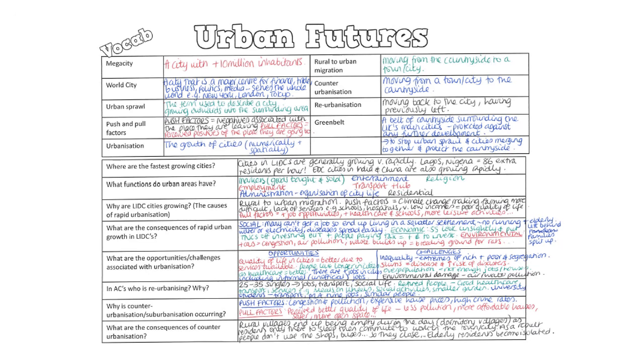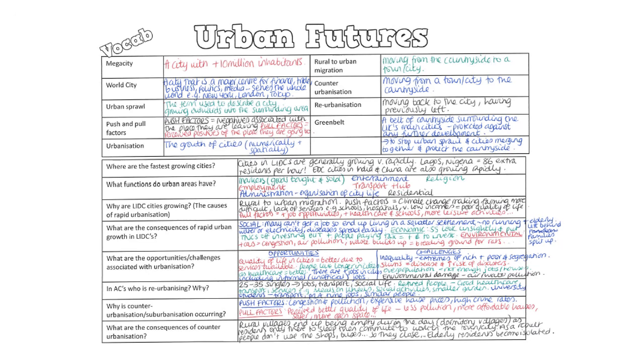Push and pull factors. Push factors are negative things about the place they're leaving behind that are pushing them away, and pull factors are the perceived positives of the place that they are going to that are pulling them towards that place. Urbanization means the growth of cities, both numerically, so in terms of the number of people that live there, and spatially, which means over space, so it grows to a larger area over time.